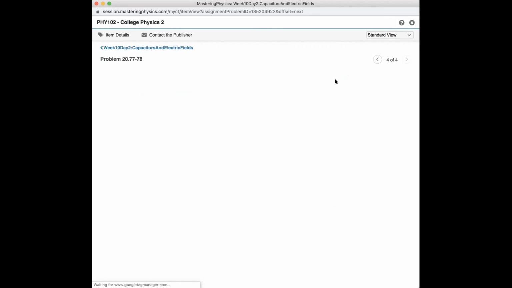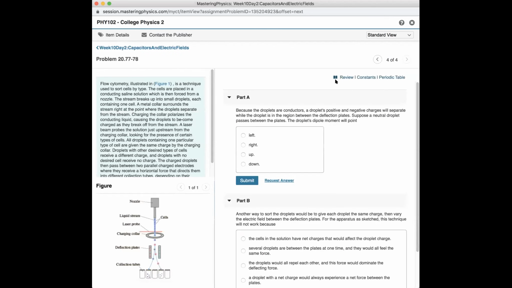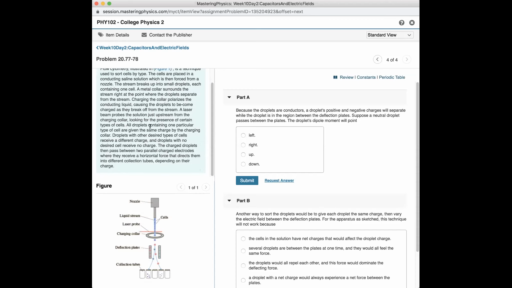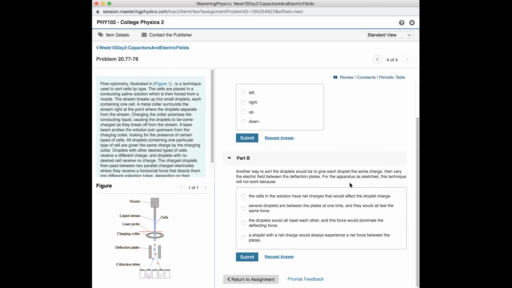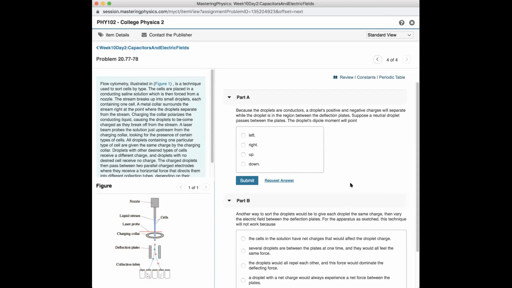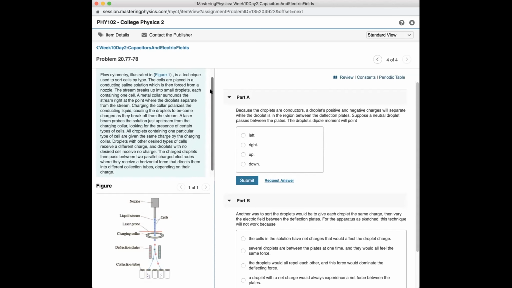The last problem is a conceptual problem relating to capacitors. It's an application of a capacitor system in flow cytometry, which is a way to sort different cells by type in a liquid solution. It talks you through a little paragraph about this type of experiment, and then gives you two conceptual questions. This is an MCAT prep problem related to this material, so I thought it was a good idea to assign it for those of you who are interested in that. But as you read through this, think about it like a capacitor problem.